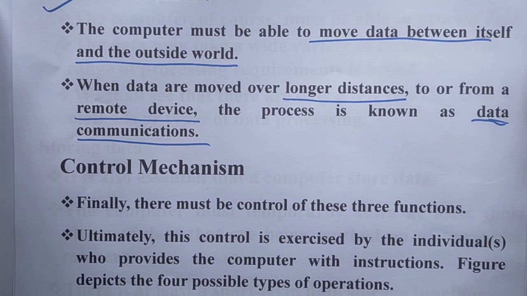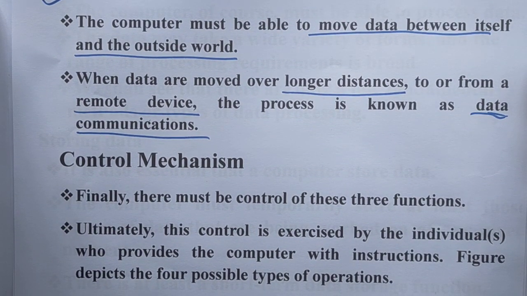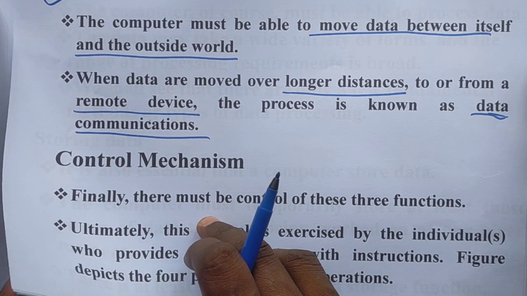Another is the data control mechanism. This control mechanism is the important part that controls the whole data whenever it is transferred from one component to another component. So, there must be control of these three functions. Different functions are there, and this control is exercised by the individuals who provide the computer with the instructions. Some figure I will show you, how it will operate in different ways. I will show you that part.